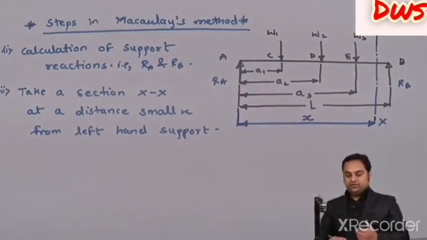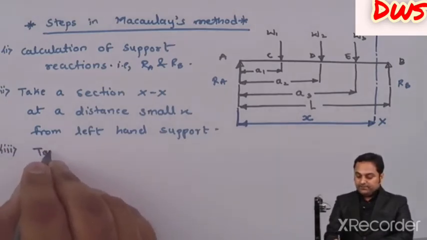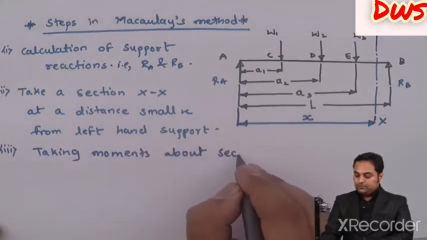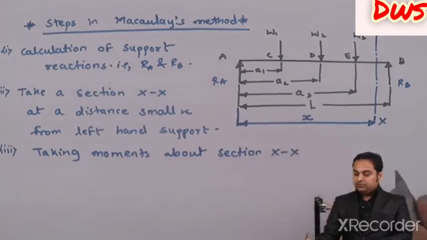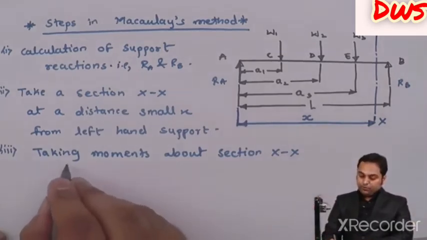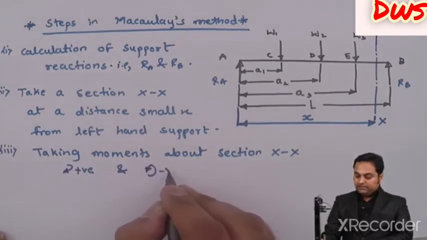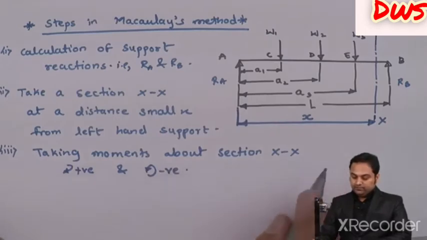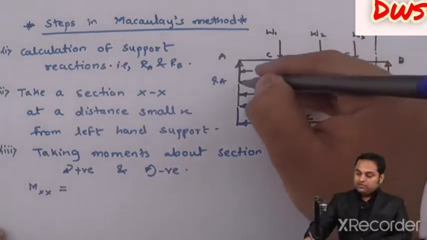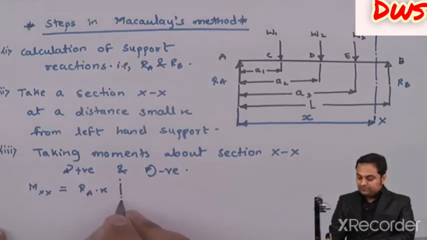Now when we are using Macaulay's method, the first thing would be taking moments about section XX. So here I am going to take the moment at this section XX, and for that whatever are the clockwise moments I'll treat them as positive and anti-clockwise moments I'll take them as negative. So taking the moments, moment at XX will be equal to clockwise moment RA into x, that is positive. This is the first term.